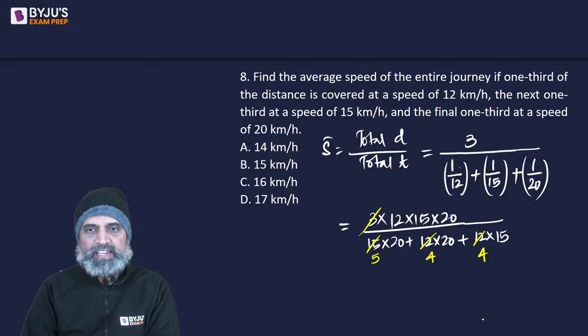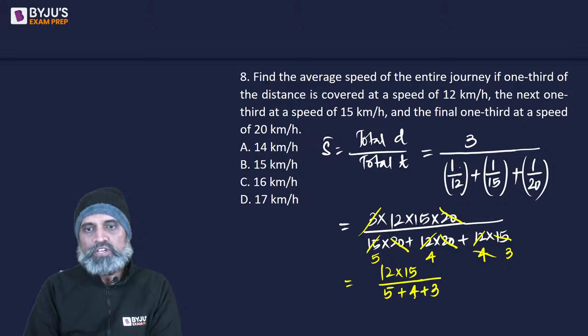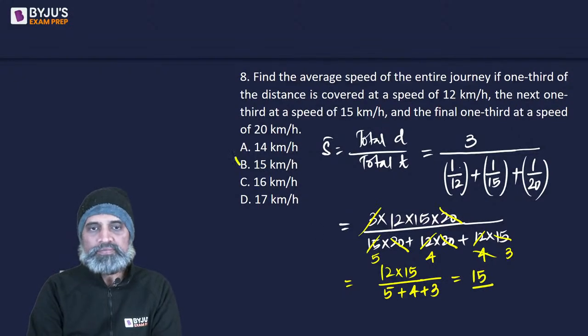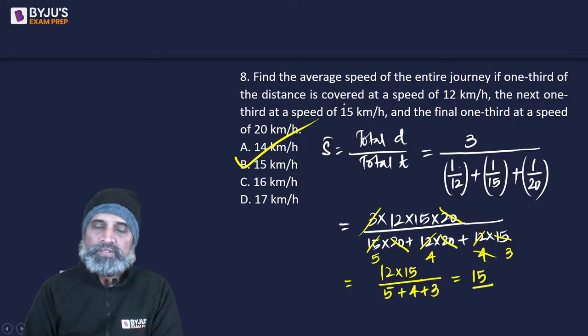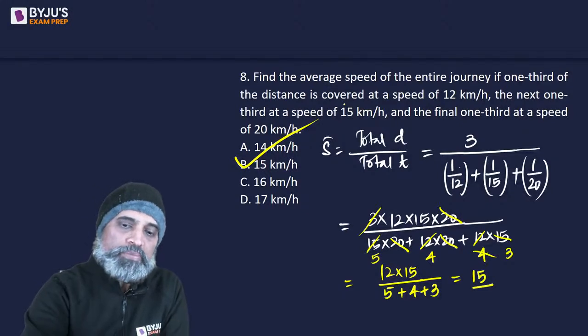Next thing that we can take care of is 20. So 20 goes here, 20 goes here, 20 goes here, and 4 into 5 is 20. So we'll be left with 3. We can't simplify this further. So this is going to be 12 into 15 divided by 5 from the first term, 4 from the second, and 3 from the next. So 5 plus 4 plus 3 is 12. So this ends up being 15. Right? A little lengthy, but we can't do much about it.